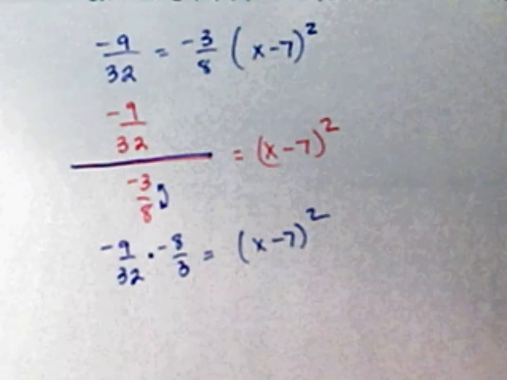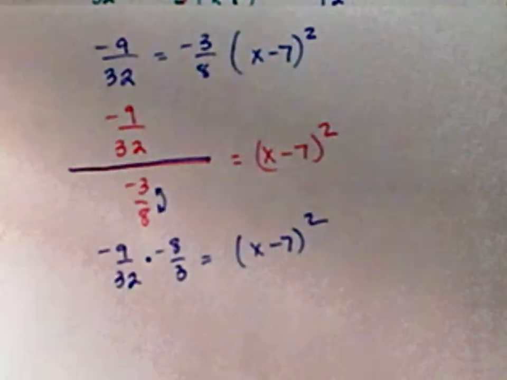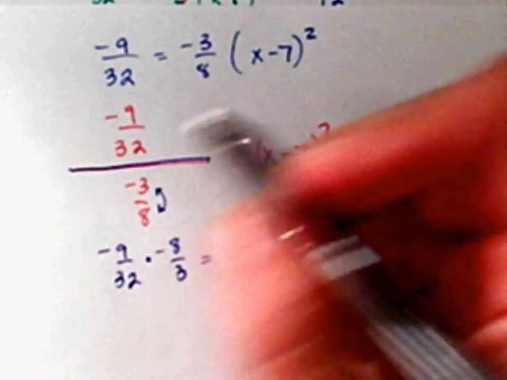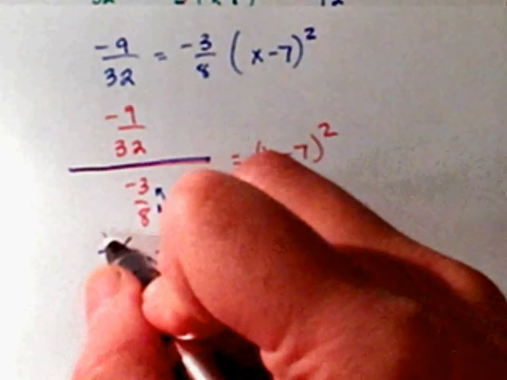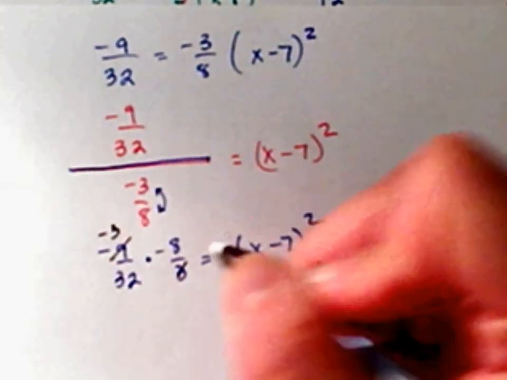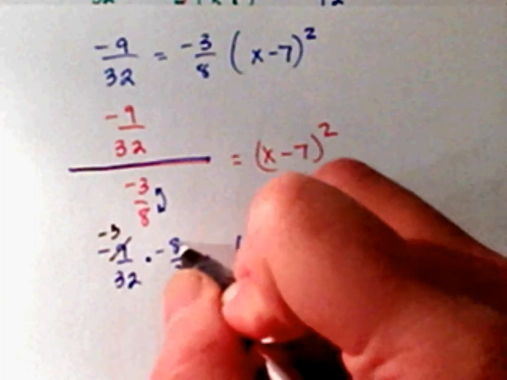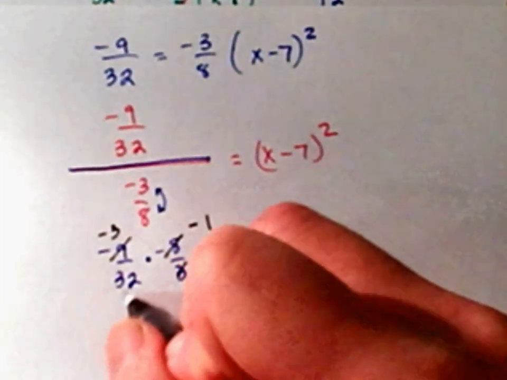Another thing that you can do is you could also simplify. Negative 9 and 3 gives you negative 3, and that became a 1. 8 goes into 32. That leaves you negative 1, and this leaves you 4. See how I simplify that?